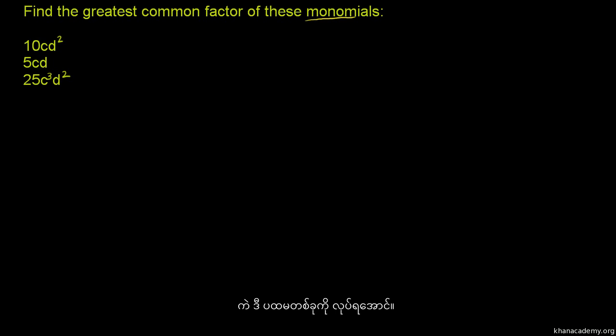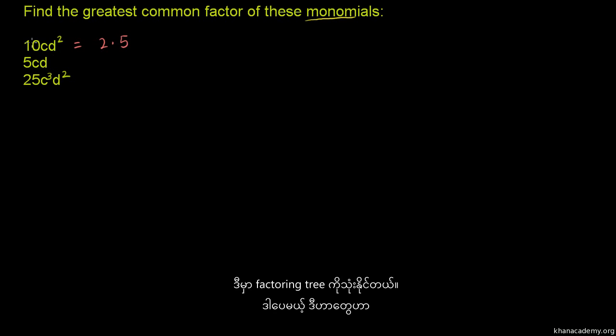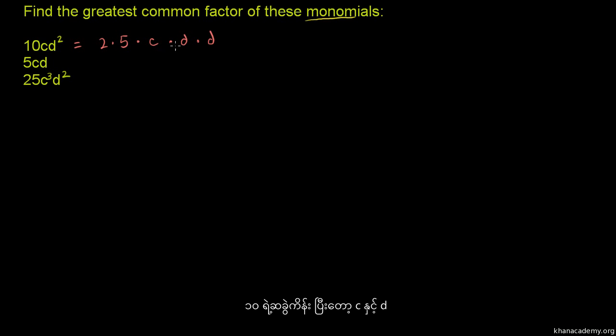So let's do this first one. 10cd squared. What is that equal to? Well, 10 is equal to 2 times 5. You could do a factoring tree here, but these are pretty straightforward numbers to factor into their prime factors. So 10 is 2 times 5. C, all you can do is write that as a c. You can't really simplify that anymore. And d squared can be written as d times d. So I've essentially broken 10cd squared into the product of the smallest constituents that I could think of: the prime factors of 10, and then c, and then d, d.